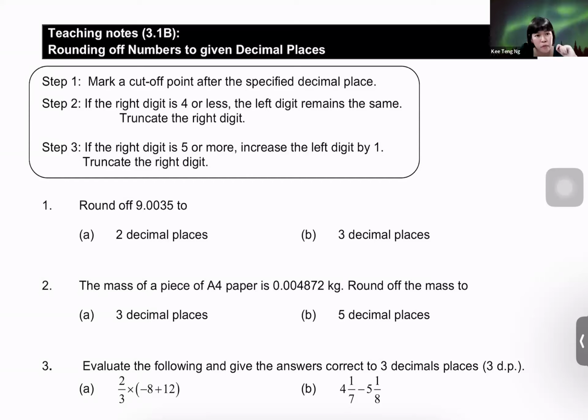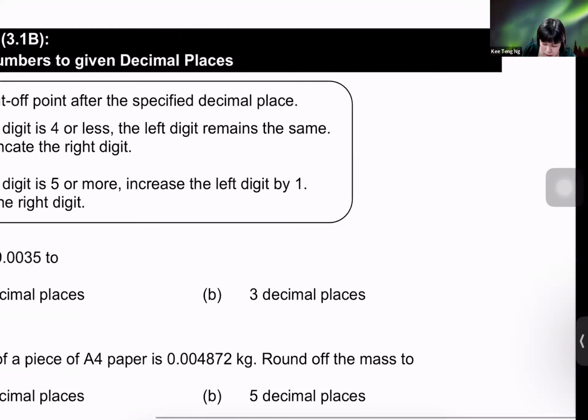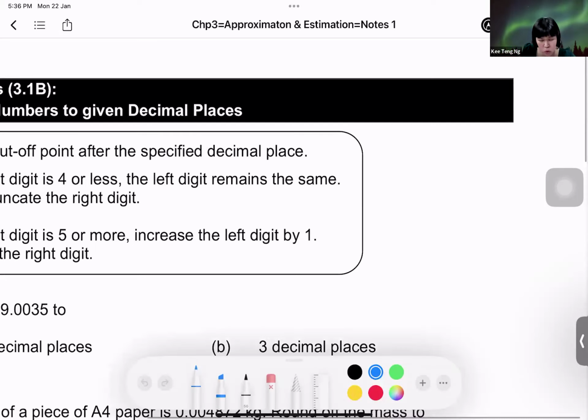Now in this part of the video, we'll be going through Sec 1 Chapter 3 Part 1 notes on page 3, rounding off numbers to given decimal place. Now what is a decimal place? So let's take a look at the number. First one, you need to know decimal.